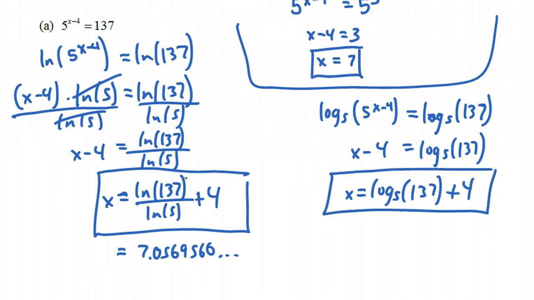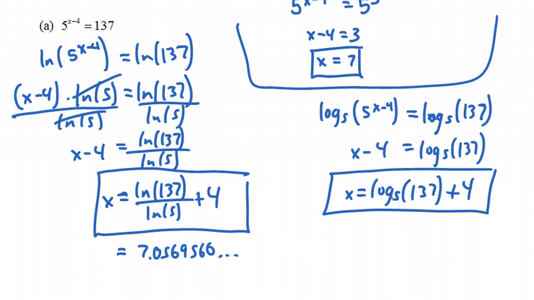Now you might wonder, shouldn't our solutions be the same? The first time we solved it, we got this as our solution. The next time we solved it, we got this as our solution. And they look different, but actually they're the same. In fact, if you use the change of base formula with log base 5 of 137, you can see it's the same thing as natural log of 137 over natural log of 5.